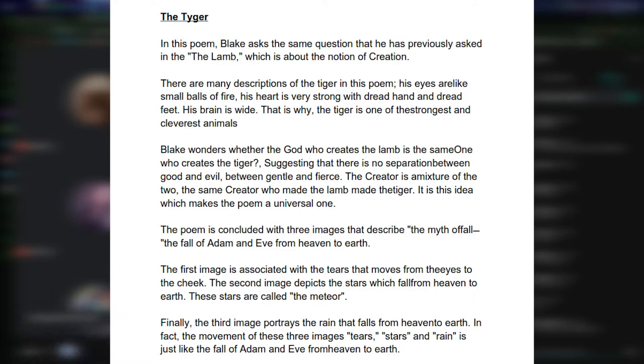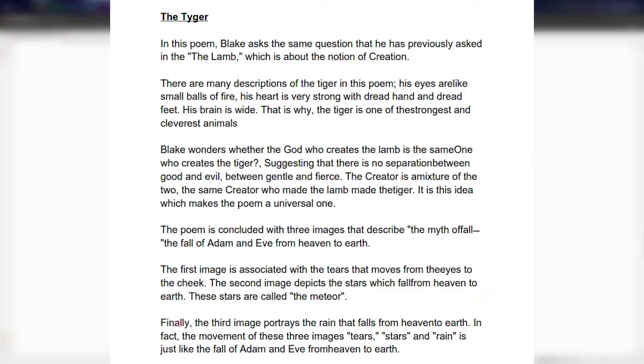In other words, how do we mix them together? How could you put the lamb side by side with the tiger? I don't know. It is the idea which makes the poem a universal one. That is the universality of the poem. The poem is concluded with the three images, and I want you to emphasize these three images. Listen to me. The poem is concluded with the three images that describe the myth of the fall.